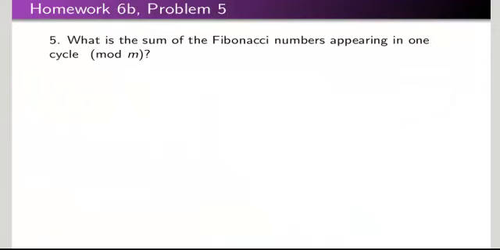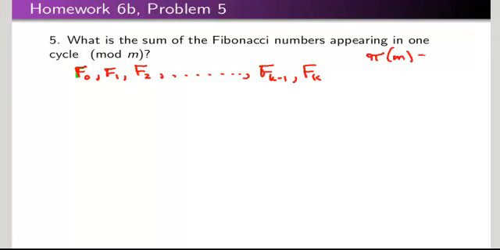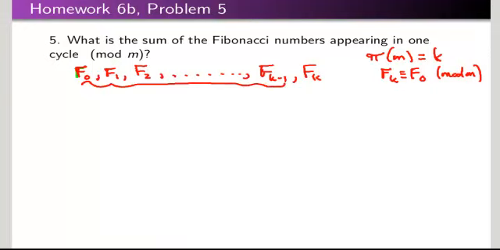Problem 5. What's the sum of the Fibonacci numbers appearing in one cycle mod M? So we've got F0, F1, F2, Fk minus 1, and then Fk. So let's say the Pisano period is K. So at this point, Fk equals F0, etc., etc. So one period is this sum right there.